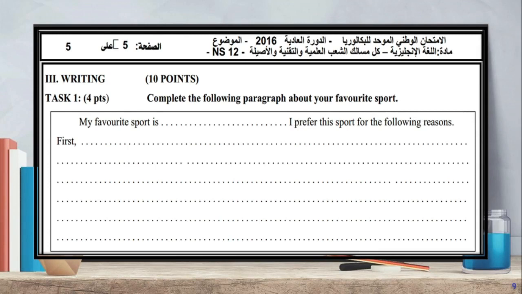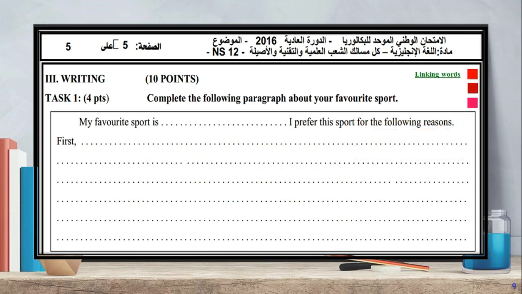In this example, I think they said again, complete the following paragraph. It's actually what we call a guided or controlled paragraph. Here they give you my favorite sport, and then you have an empty space. I prefer this sport for the following reasons. So here, in the body of this paragraph, you're going to say what the reasons are why you like that sport. It's like you're going to answer this question: What is your favorite sport and why do you like it?